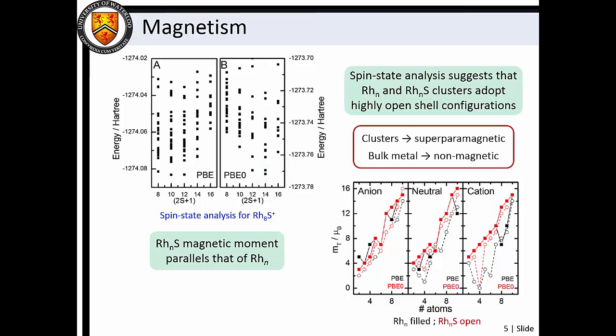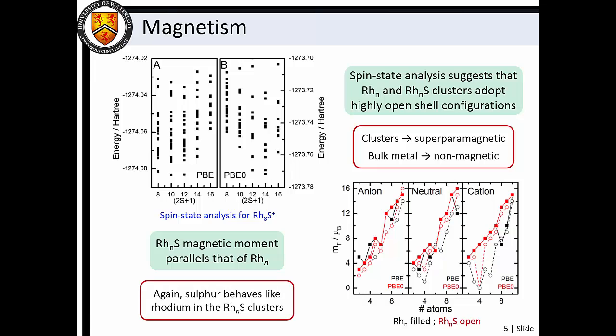Thus we see that while bulk rhodium metal is non-magnetic, rhodium clusters are superparamagnetic. Since the magnetic moments of the rhodium sulfide clusters parallel those of the bare rhodium clusters, it looks again as if sulfur is behaving like a rhodium atom in these species.